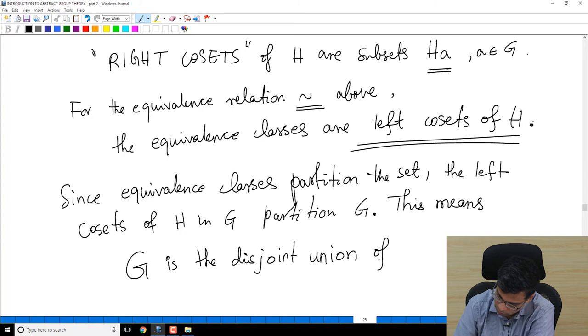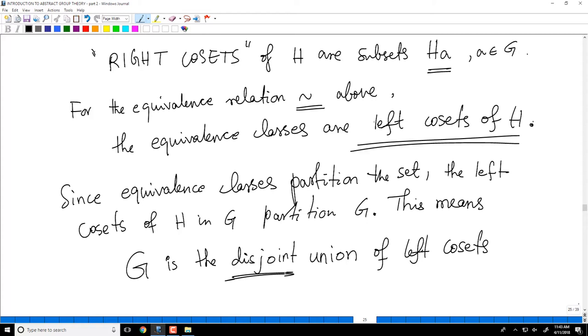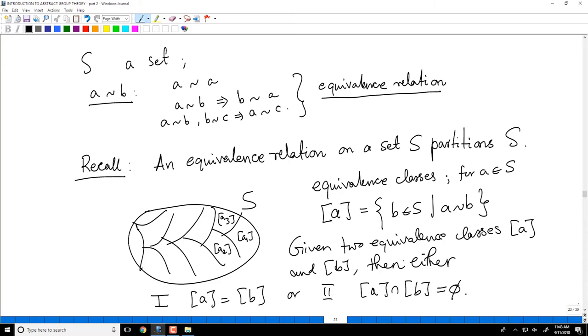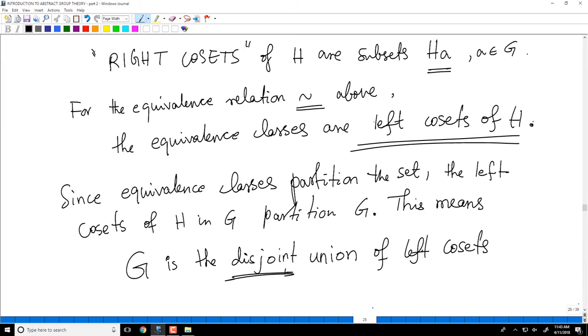of left cosets. The word disjoint means that if you have two distinct left cosets, they have nothing in common. Remember, this is automatically true for us because of the property of equivalence classes for an arbitrary equivalence relation on an arbitrary set. Two equivalence classes are either equal or they are disjoint. So in particular, in our situation, we are looking at a special equivalence relation on a group, and the equivalence classes are the left cosets, so they partition the group. So the group is the disjoint union of left cosets.